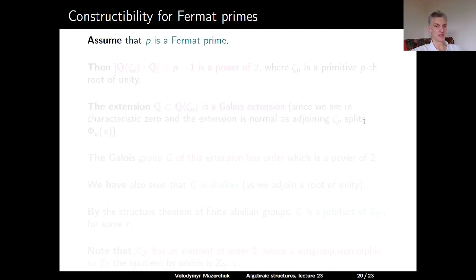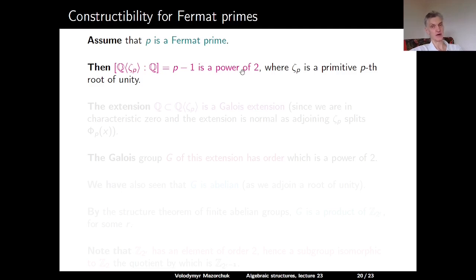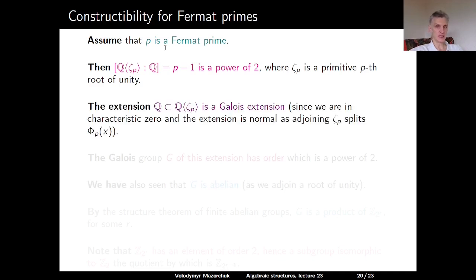Let us now discuss constructibility of regular polygons for Fermat primes. Assume that p is a Fermat prime. Then the degree of the field extension from the rational numbers to the rational numbers with a primitive p-th root of unity added will be p−1, and it is a power of 2, because we assume that p is a Fermat prime. So this extension is a Galois extension: in characteristic 0 everything is separable, and we add a root of unity, so it splits the corresponding cyclotomic polynomial, so it's a normal extension, so it's a Galois extension.